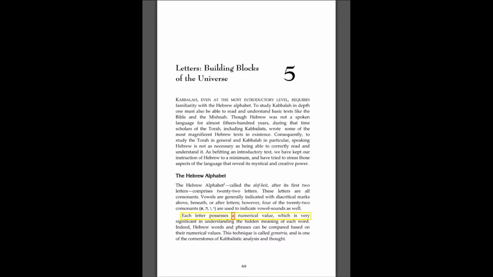Each letter possesses a numerical value, which is very significant in understanding the hidden meaning of each word. Indeed, Hebrew words and phrases can be compared based on their numerical values. This technique is called gematria, and is one of the cornerstones of Kabbalistic analysis and thought.